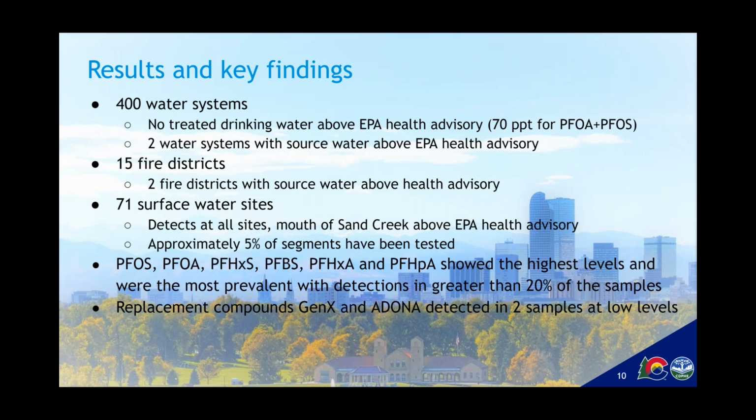And we had 2 water systems that had source water, so this is untreated water, above the EPA health advisory. And both of those systems were ones that had previously tested and we knew about from the unregulated contaminant monitoring rule. So we'd already worked with them. They put in treatment via ion exchange. One stopped using those sources, but they took advantage of this program to get more information on levels in those waters.